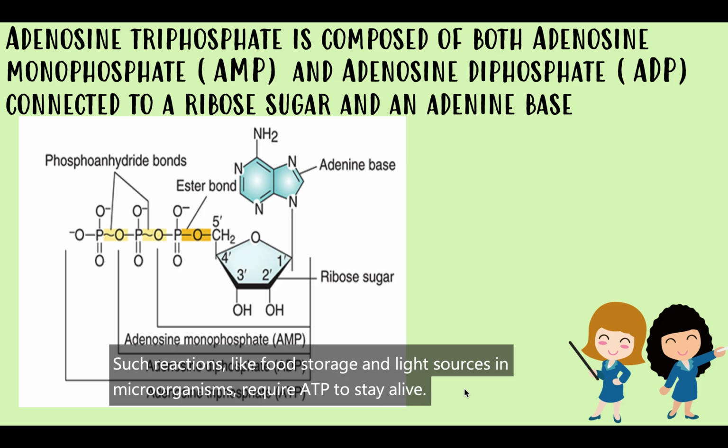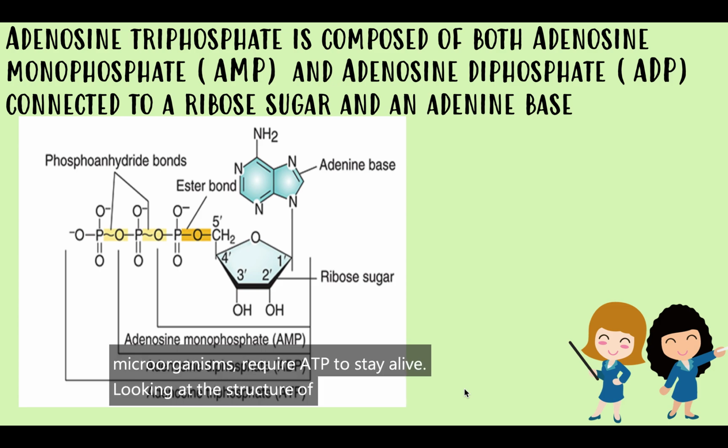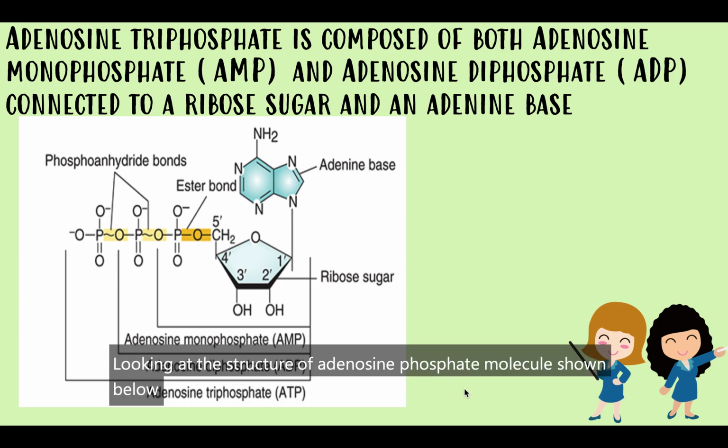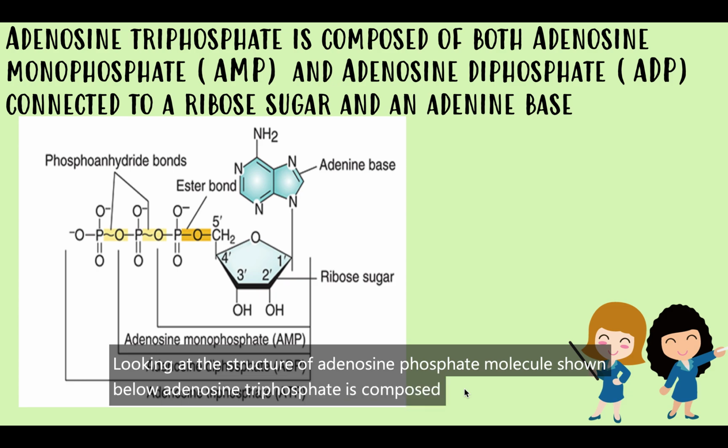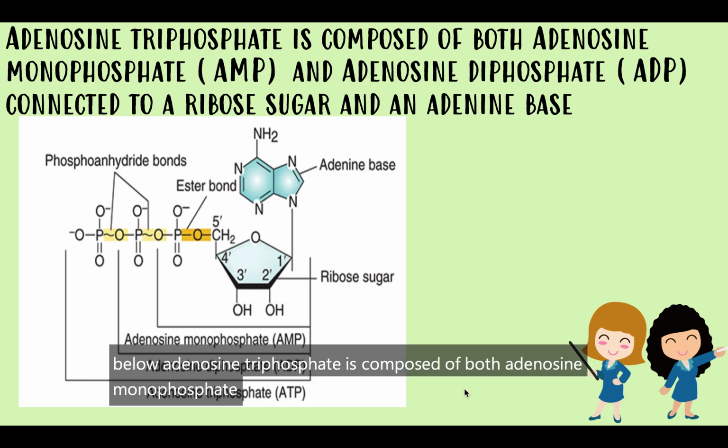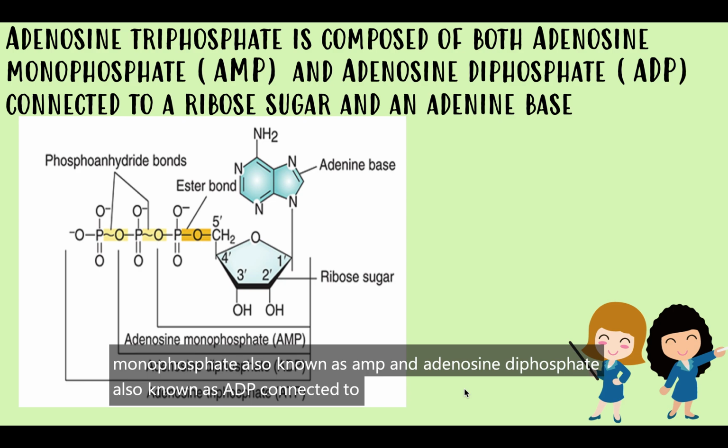Looking at the structure of the adenosine phosphate molecule shown below, adenosine triphosphate is composed of both adenosine monophosphate, also known as AMP, and adenosine diphosphate, also known as ADP, connected to a ribose sugar and an adenine base.